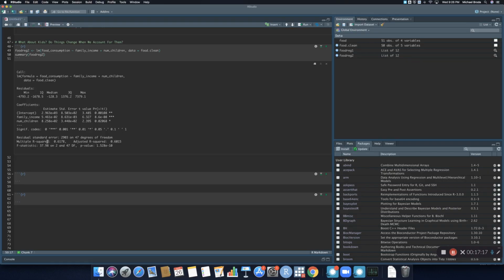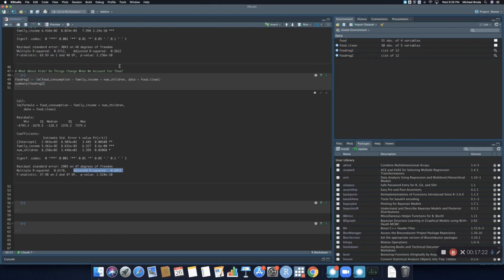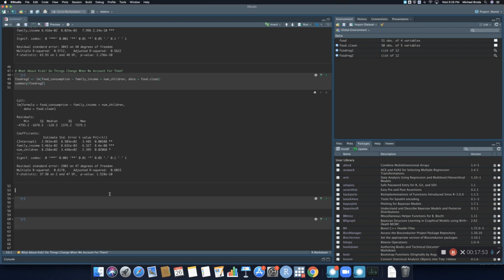Another thing we like to notice, again, I like to look here at the adjusted R squared. It's 0.6 in this equation, and it's 0.56 in the first equation. So the only difference between food reg 2 and food reg 1 is this number of children variable. And so adding number of children has explained an additional 4% of the variation. Not that big, right? Family income got 56%. Number of kids gets us another 4%. It's not huge, but it's still definitely something that is significant and is of worth note.